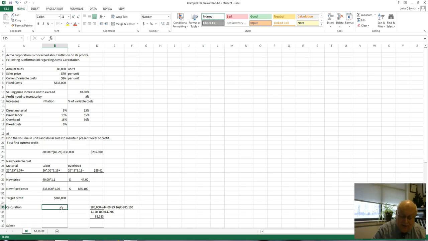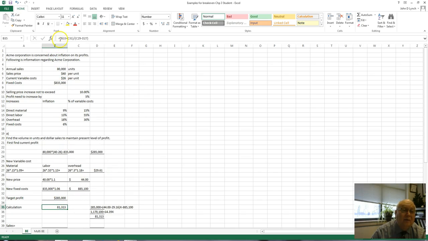Okay. So over here, if you want Excel to do it, you'd have equal the target profit of 285,000 plus the new fixed costs, and then we would divide that by the new selling price minus the new variable costs, and that will give you 81,813.